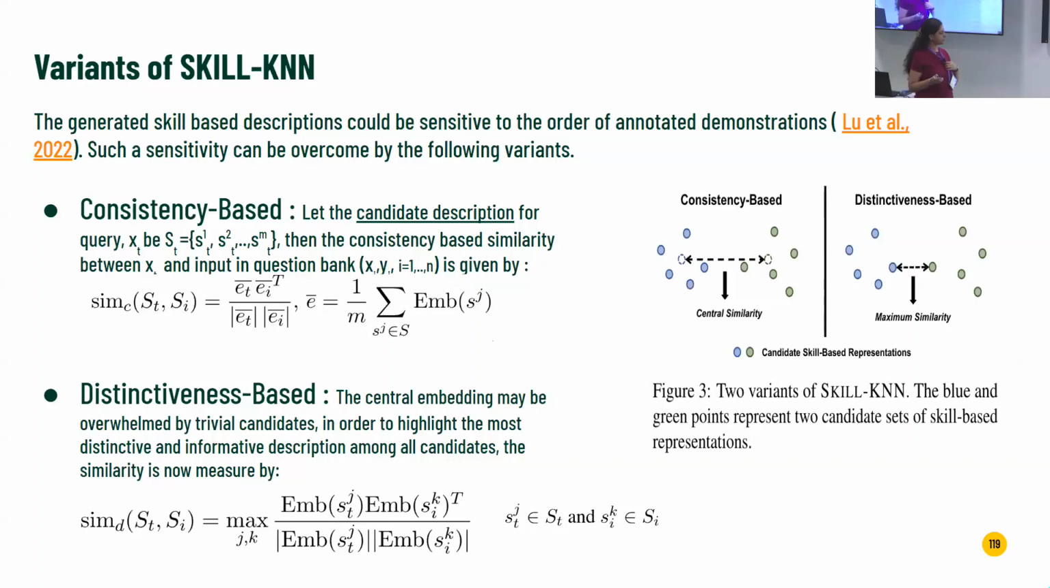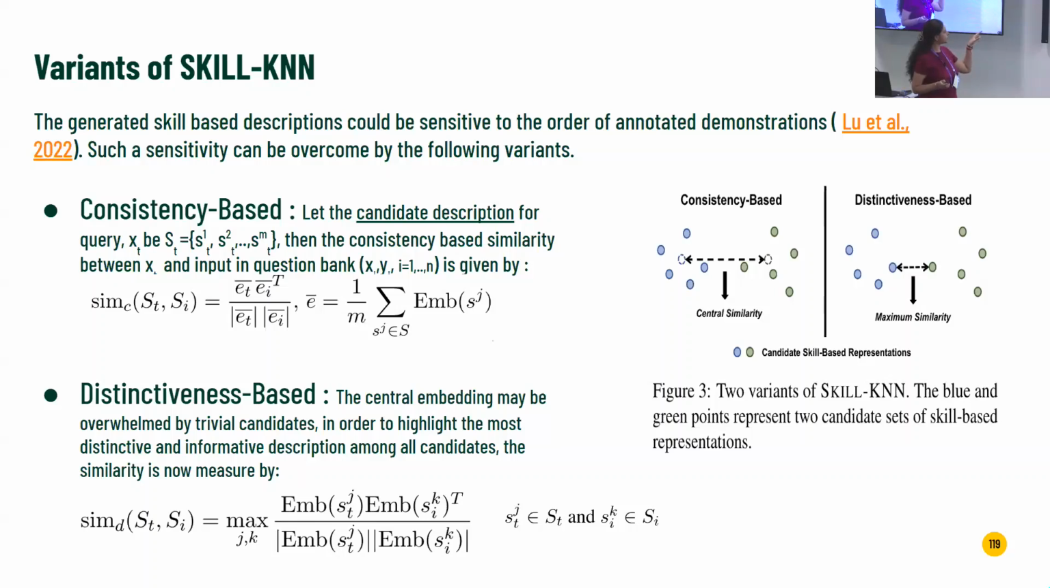And now the SQL query and skill KNN has two variants, and we need this because, as I said previously, the order in which we give the examples in the context also matters in what it predicts, so it also affects the accuracy. This is why we require these two cases, consistency-based and distinctiveness-based variants. Suppose a query XT is broken down into descriptions S1T, S2T, up to SMT, of which the grand set is known as ST. Now we convert them into embeddings, and then we see the similarity, that is the base model.